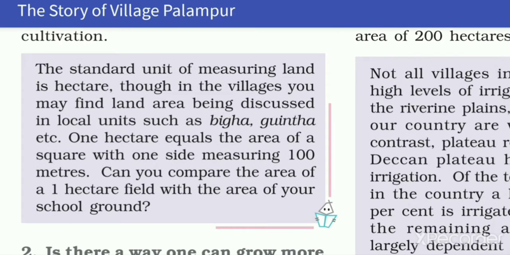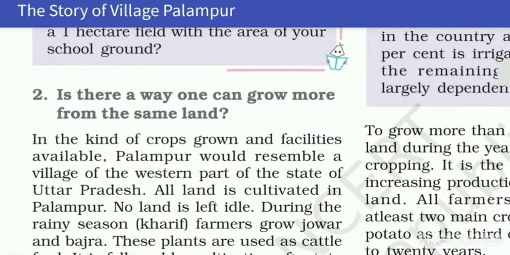See, in this box, what is given? Do you know, dear, that the standard unit of measuring land is hectare, while in villages people use local units like bigha, ghinta, dhur, etc. to measure the land. And 1 hectare equals the area of a square with one side measuring 100 meters. Now move to the second point.